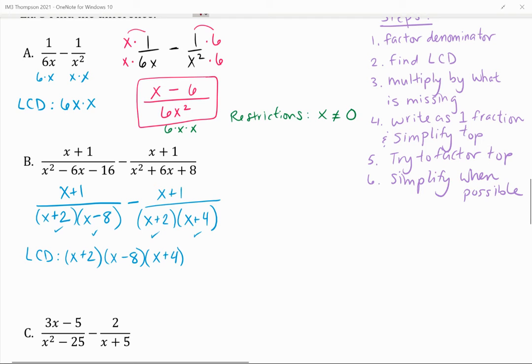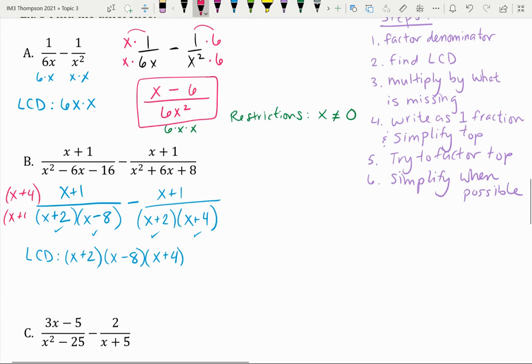Let's see, on the left, I've got plus 2 and minus 8. I'm missing x plus 4, so I'm going to multiply the top and the bottom by that. On the right-hand side, I'm missing x minus 8. I'm going to write this as one fraction because now I have a common denominator, so I can write this over one fraction. And I have to combine the top.